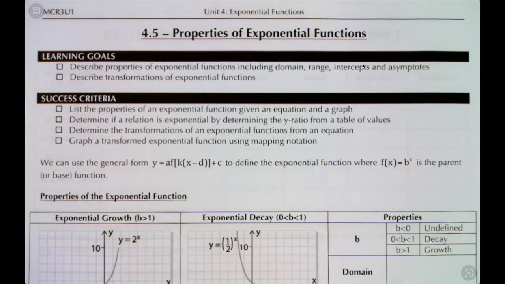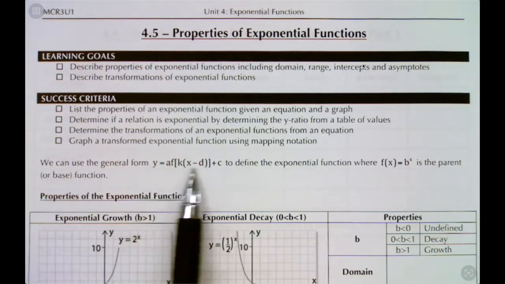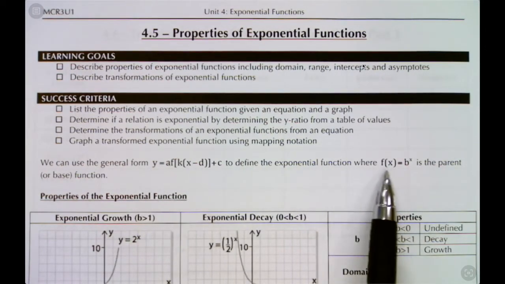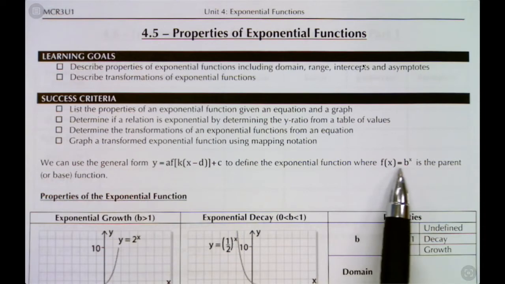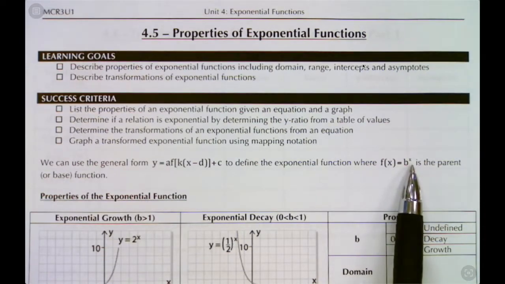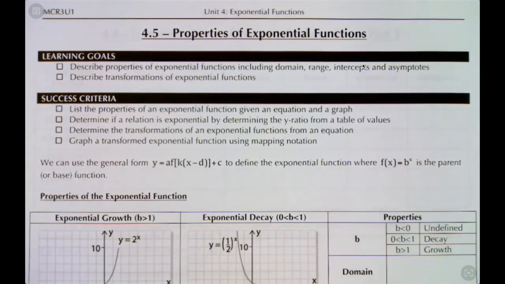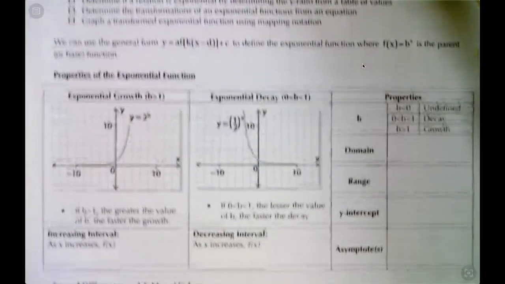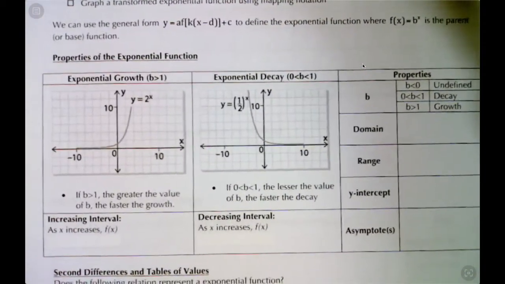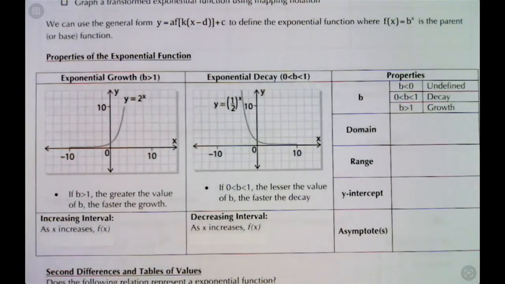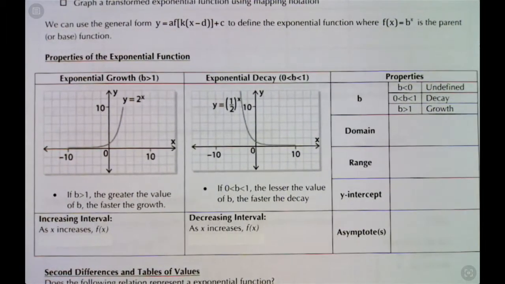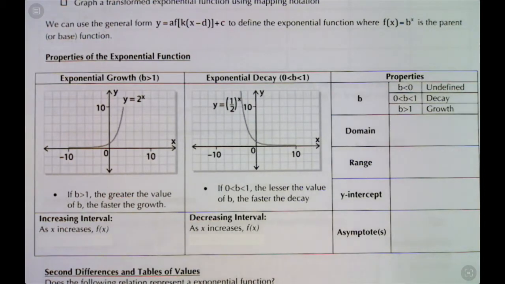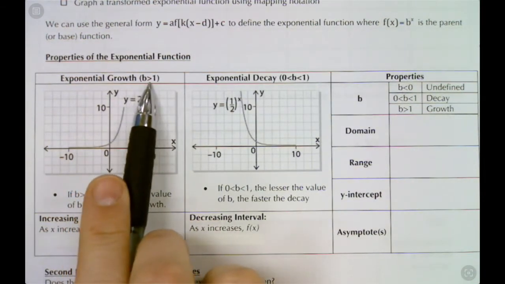So we can use the same general form for all transformations that we've been doing so far on the exponential function, where we define the function as f of x equals b to the exponent x. B being our base. So we can have two kinds of bases. We can have bases which show exponential growth and bases which show exponential decay. The bases that show exponential growth are when you have a base value of greater than 1.